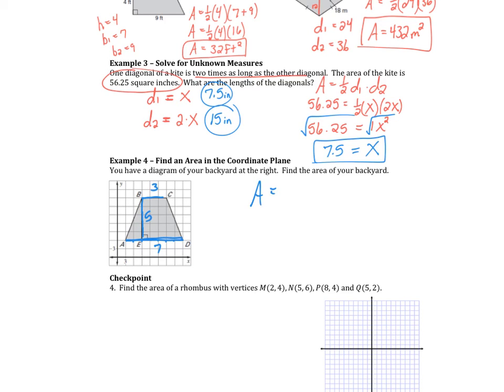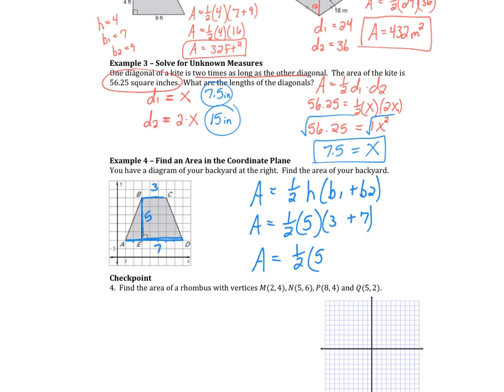So to find the area of a trapezoid, it's 1/2 times the height times base 1 plus base 2. So it's 1/2 times 5 times 3 plus 7. So we end up with 1/2 times 5 times 10. 1/2 times 5 times 10 is 25 units squared. Okay, and we're going to skip the last one with the graph, and we'll leave it at that.